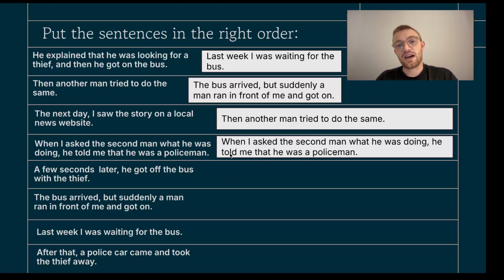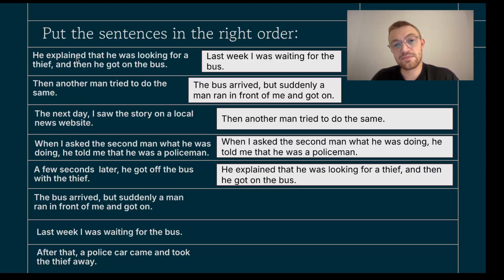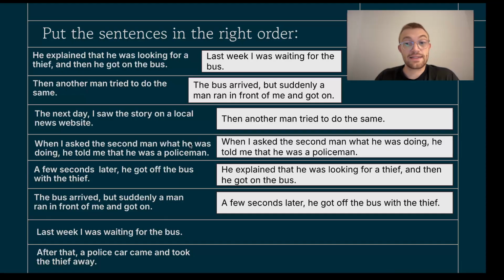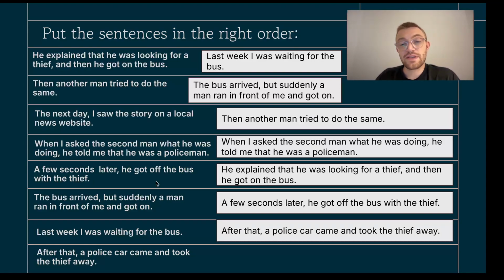So what happens after he told me he's a policeman? He then explained that he was looking for a thief, and then he got on the bus, right? So he explained, and then he got on the bus. What happens after the policeman gets on the bus? He gets off the bus. A few seconds later, he got off the bus with the thief. There we go. What happens after they get off the bus? After that, a police car came and took the thief away.